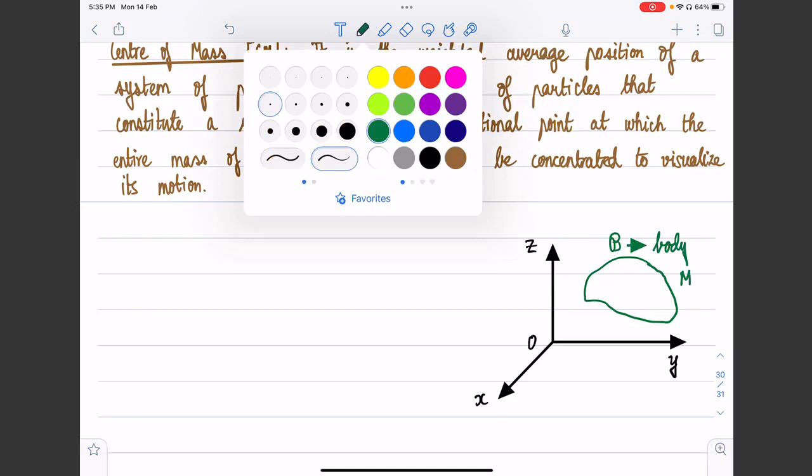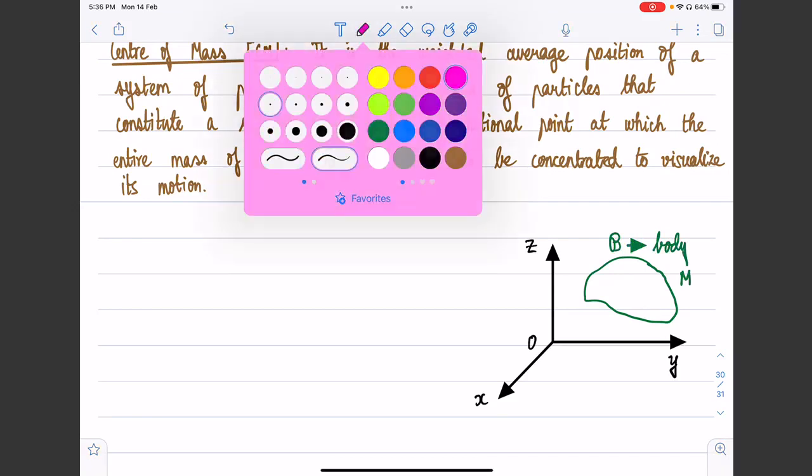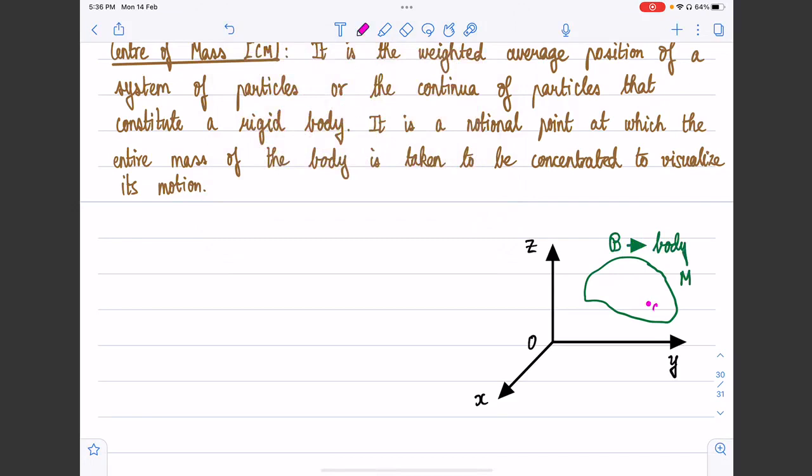Okay, that's the total mass of the body. Now, let's consider an infinitesimally small point in the body, whose mass is some dm. And let the position vector of this point from the origin be indicated by the position vector r.